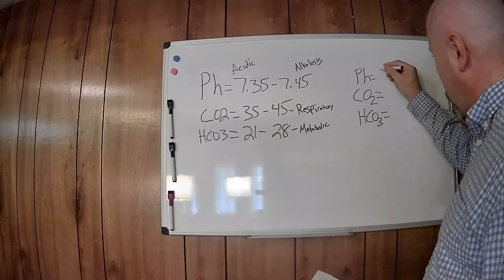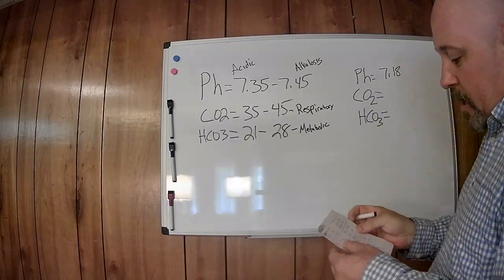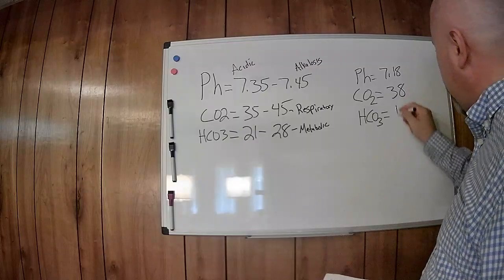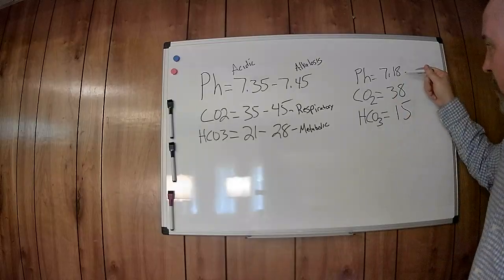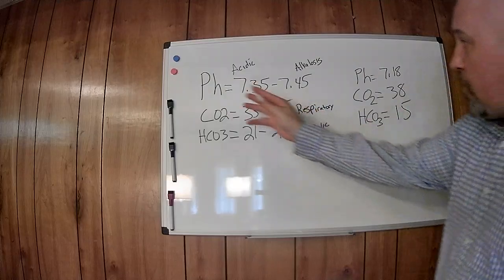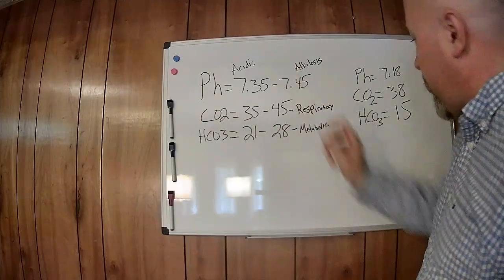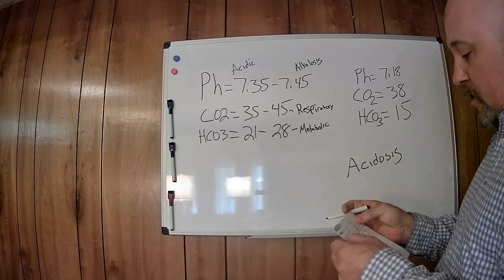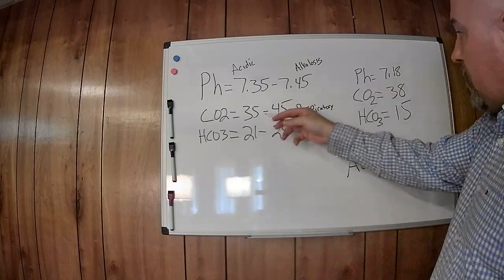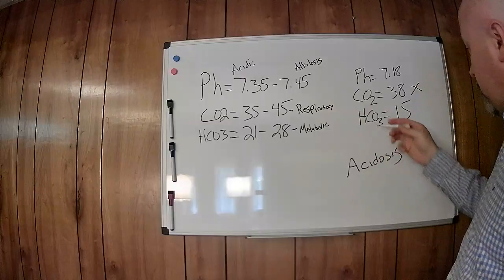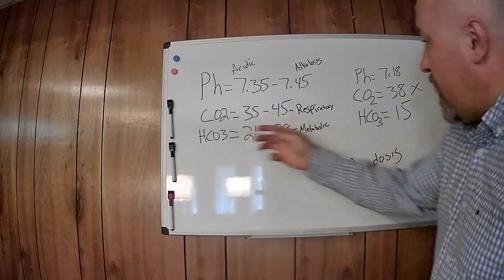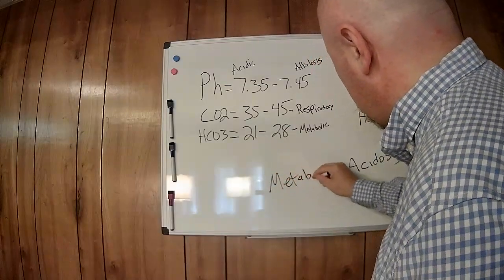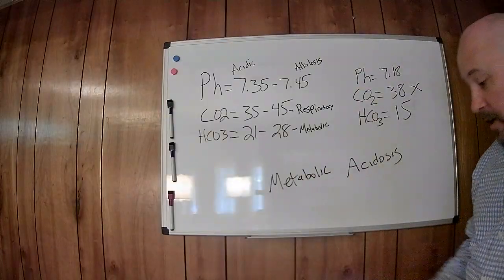We have a pH of 7.18, a CO2 of 38, and an HCO3 of 15. First thing we'll do is look at our pH. That pH is 7.18, which is falling well below our scale, which would mean acidosis. Next, our CO2 is 38. That's perfectly within range. That's not a problem. Then our HCO3 is 15. That is well below our range. That is metabolic acidosis. And it really is that simple.